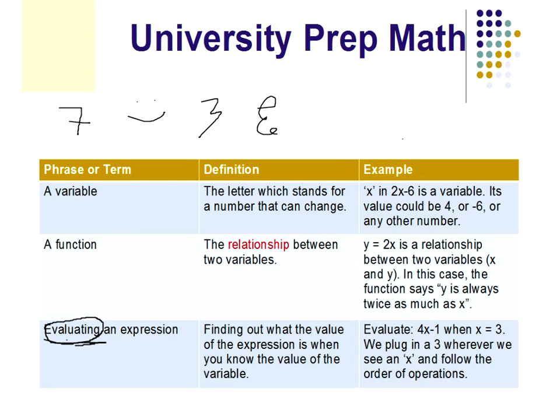So for instance, we have 4x minus 1. There's our expression. It's not a function because there's only one variable, but it's an expression. And if we know x equals 3, then wherever I see an x, I can plug in the number 3. To evaluate this properly, we've got to make sure we're talking about the same thing. If I have 4x minus 1 and x equals 3, anywhere I see an x, I'll plug in a 3.